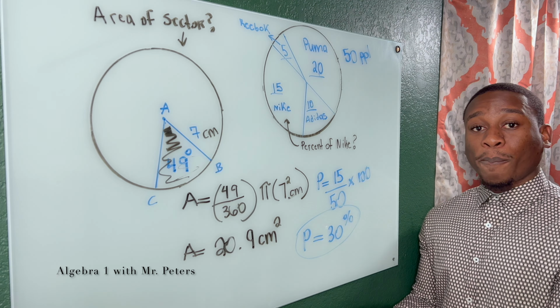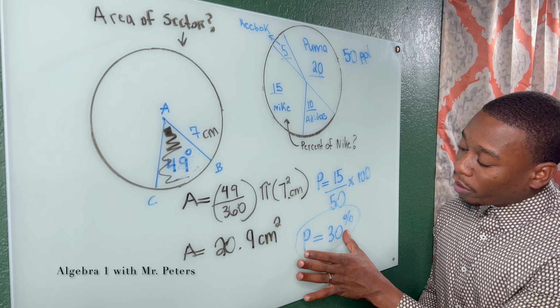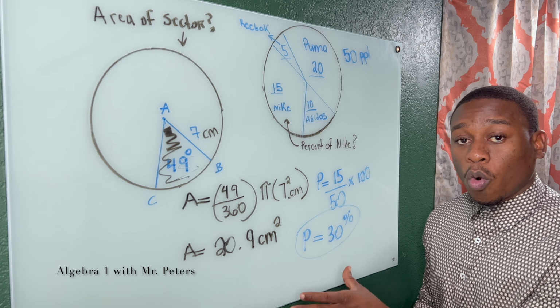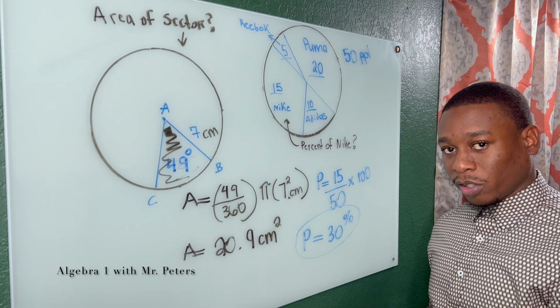So now in the second problem, they're asking us what percent of people own or purchase Nike products. So now that we know the amount of people, we know the total, we're able to find a percent, and that percent is going to be 30.